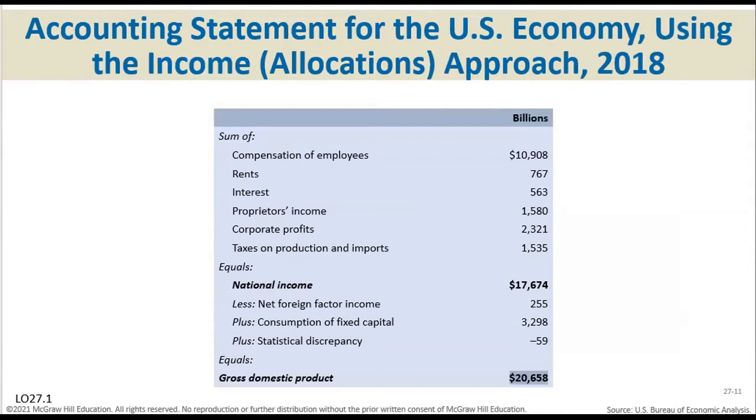So this table calculates GDP in the United States for 2018 using the income approach. So you have all the variables rolling into the income approach here, right? Note that the GDP total for both expenditure and income approach are the same. They come out with the same balance.